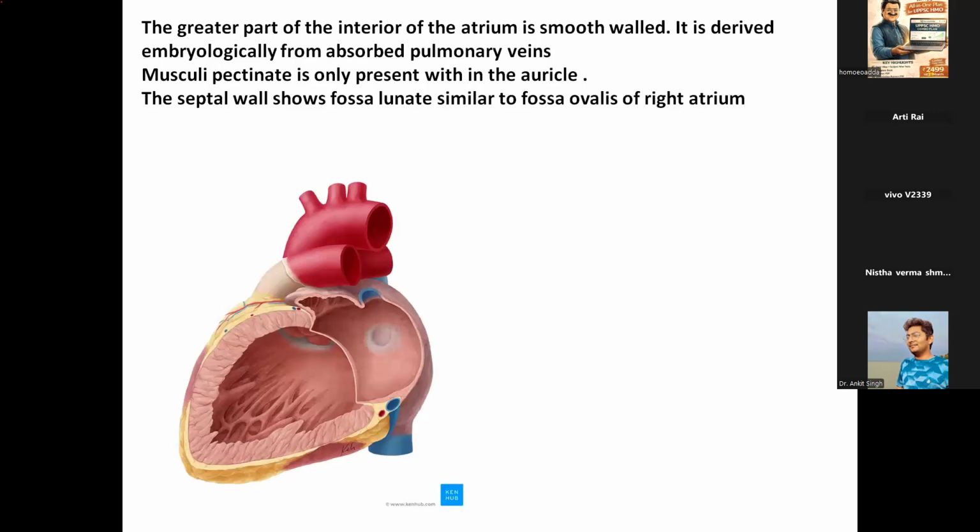Okay? So the left atrium is derived from the pulmonary vein. Now we see what is very, very important. Musculi pectinati. You remember that was also present on the right atrium, but on the anterior side. Musculi pectinati is only present within the auricle.